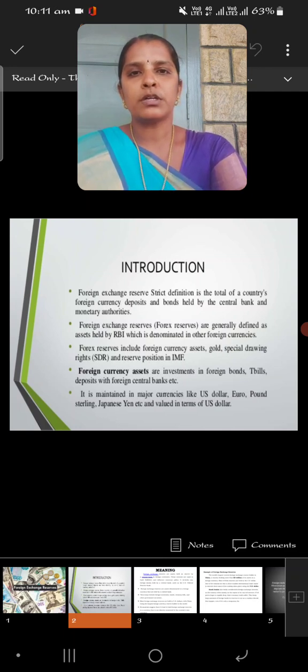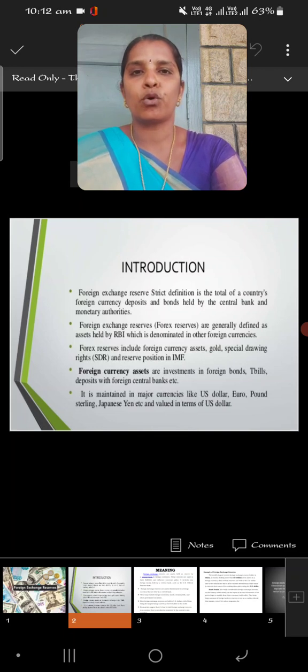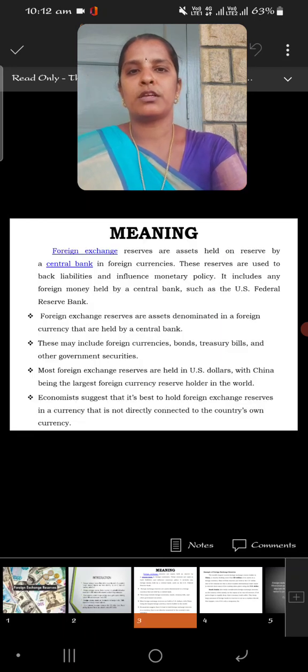So what components come under the foreign exchange reserves? The first one, the main asset, is gold, special drawing rights and reserve position in the IMF. Foreign currency assets are investments in bonds and bills, and deposits in the currency of a foreign central bank, etc. Next, we will see the meaning of foreign exchange reserves.